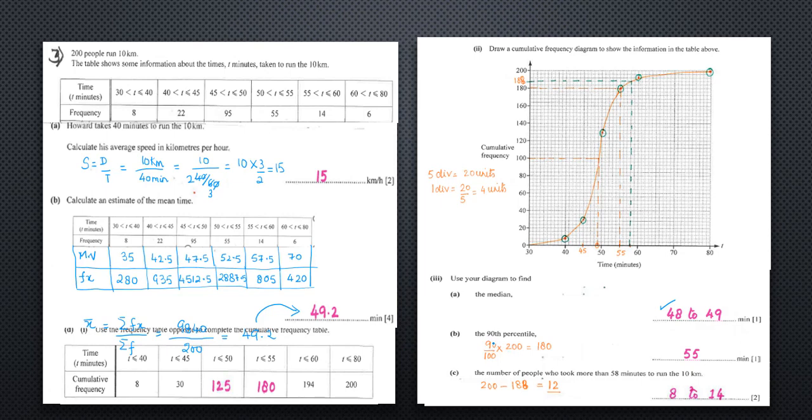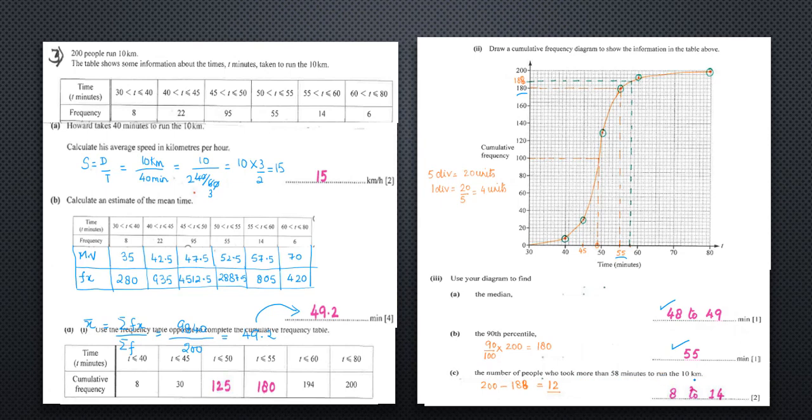Total frequency is 200. So 90% of 200 is 180. So on the y-axis, we need to locate 180. We don't need to do much because 180 is straight away there on the y-axis. We again draw a line, meet the curve, and find the corresponding point, which comes out to be equal to 55. So there you are. That's the answer, 55.